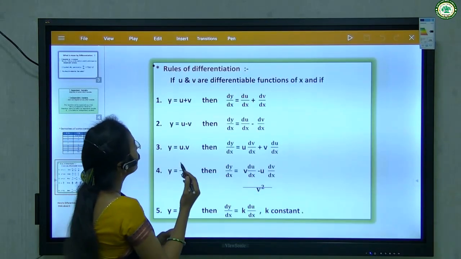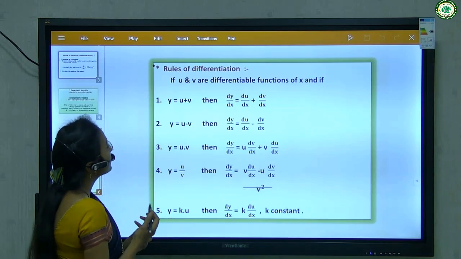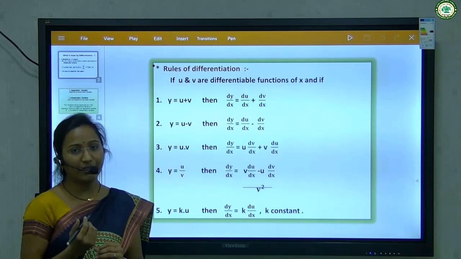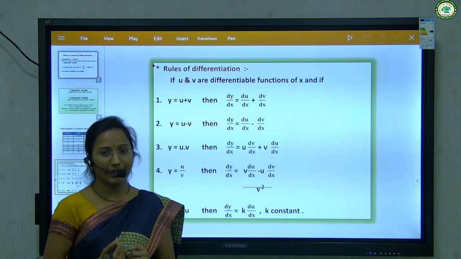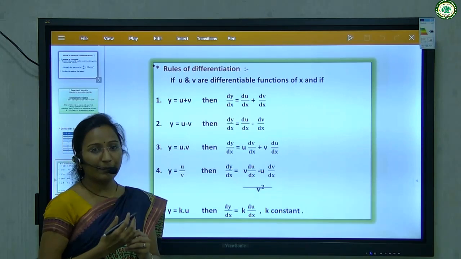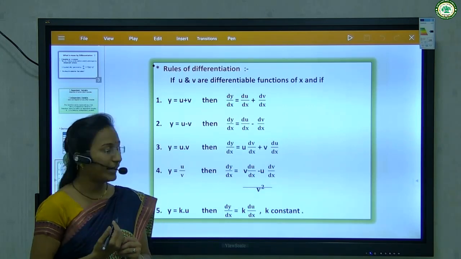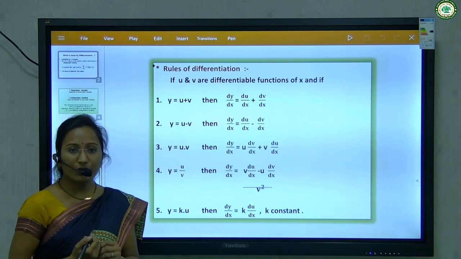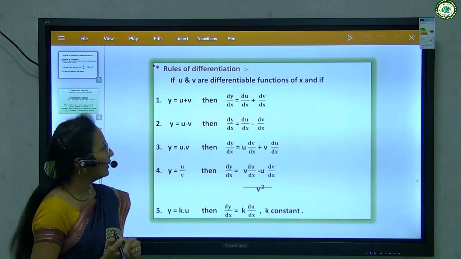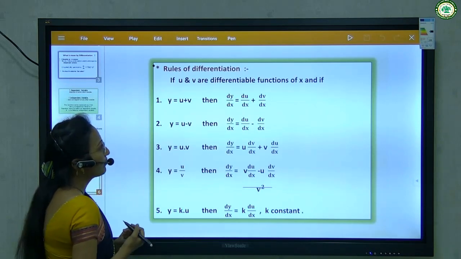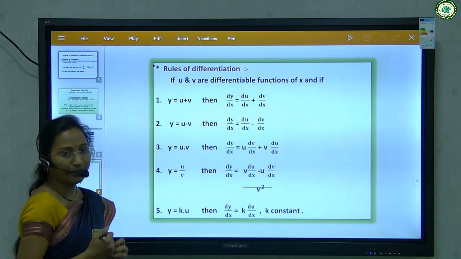Now also in this slide we see the rules of differentiation. We know that if u and v are differentiable functions of x, means u and v both are derivable, then, first rule, if y is equal to u plus v, then dy upon dx is equal to du by dx plus dv upon dx.